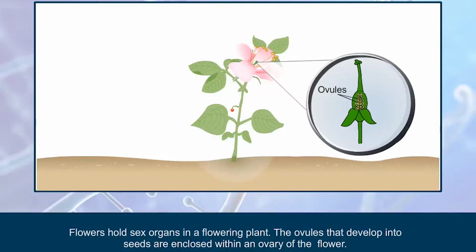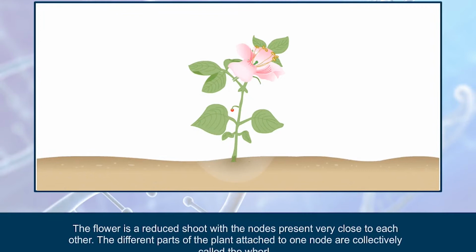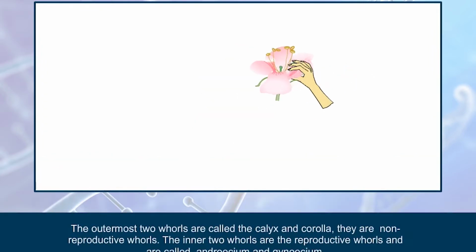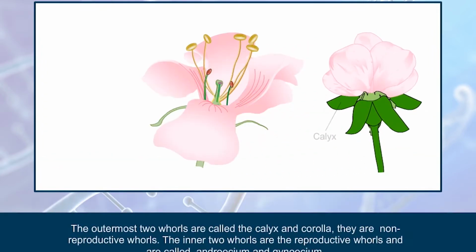The ovules that develop into seeds are enclosed within an ovary of the flower. The flower is a reduced shoot with the nodes present very close to each other. The different parts of the plant attached to one node are collectively called the whorl. The outermost two whorls are called the calyx and corolla. They are non-reproductive whorls. The inner two whorls are the reproductive whorls and are called androecium and gynoecium.